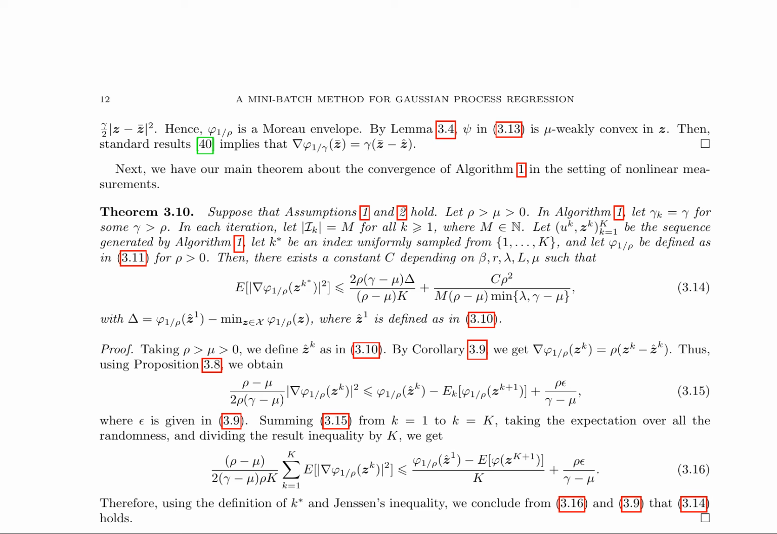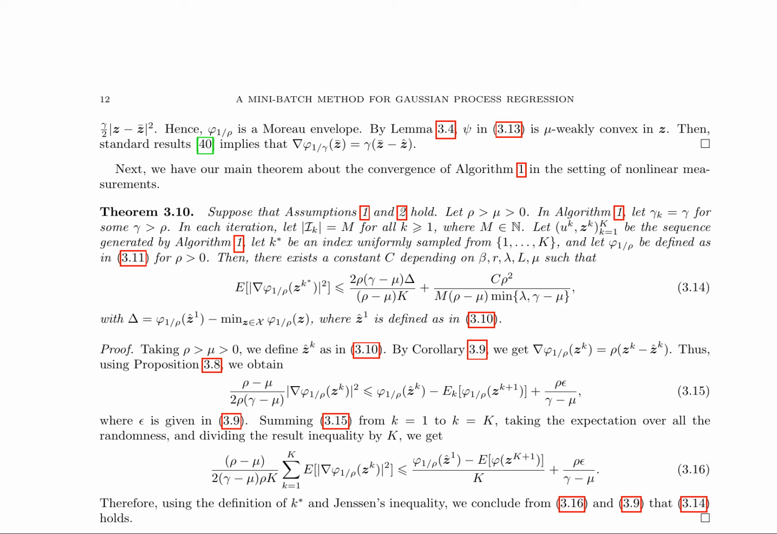1 in the setting of nonlinear measurements. They first demonstrate that psi in equation 3.13 is mu-weakly convex in Z, implying that nabla phi 1, gamma, Z, equals gamma, ZZ. The main theorem, theorem 3.10, establishes the convergence of algorithm 1 under assumptions 1 and 2.